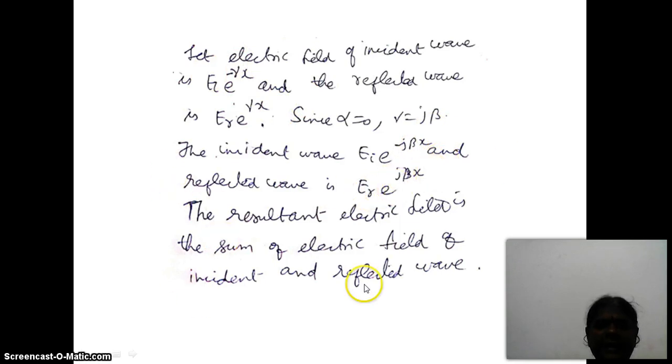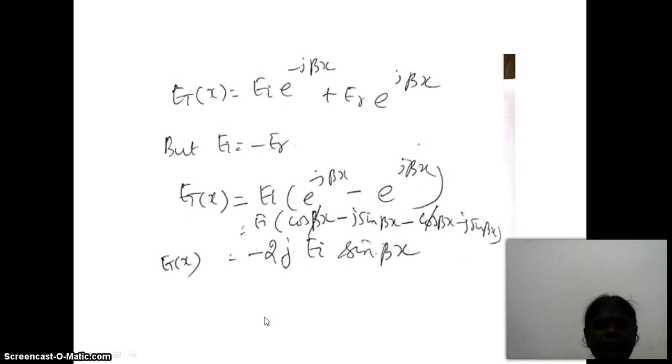The resultant electric field is the sum of the electric fields of the incident and reflected waves. So there are two waves, one incident and one reflected, and the resultant wave is the sum of these two. So Et of x, the resultant field, is Ei e power minus j beta x plus Er e power j beta x. Since these two are out of phase, the amplitudes are the same and inverse, so Ei equals minus Er.